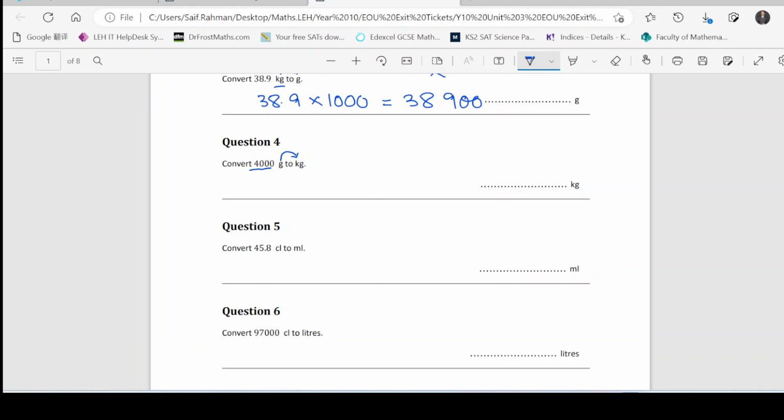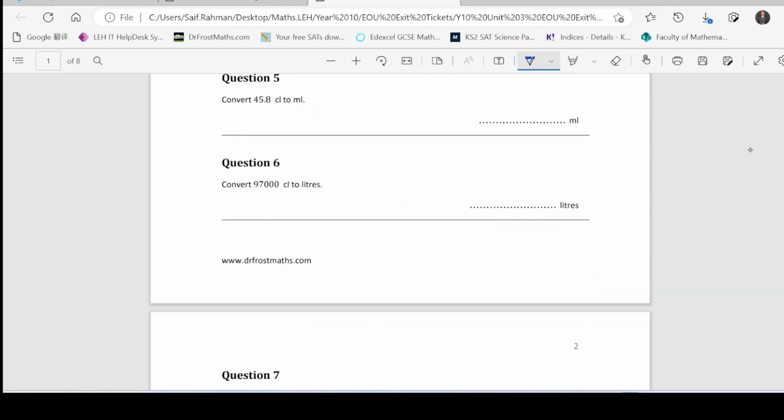So to get a number smaller than 4000, we have to divide this number 4000. We have to divide with what unit? Gram to kilogram. There are 1000 grams in a kilogram. In this way, these three zeros cancel each other, and we are left with just 4 kilograms.